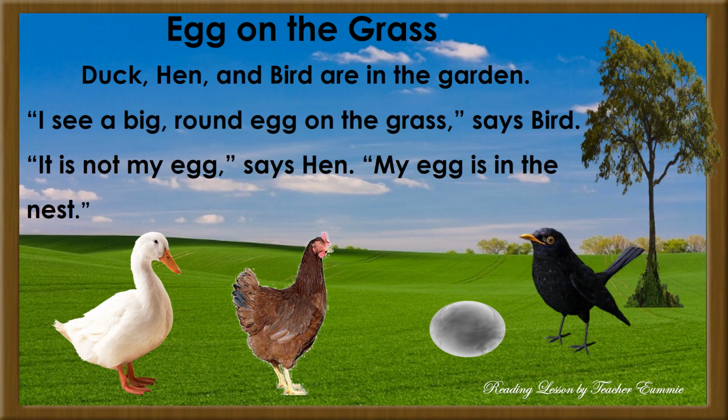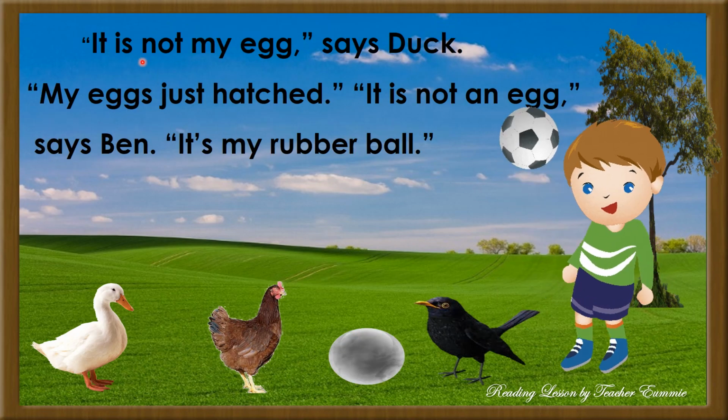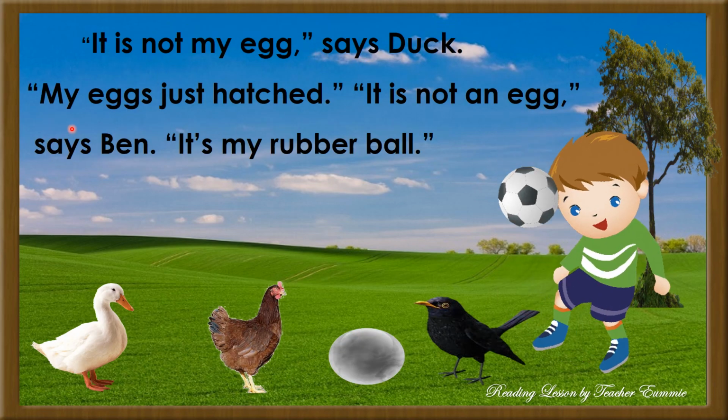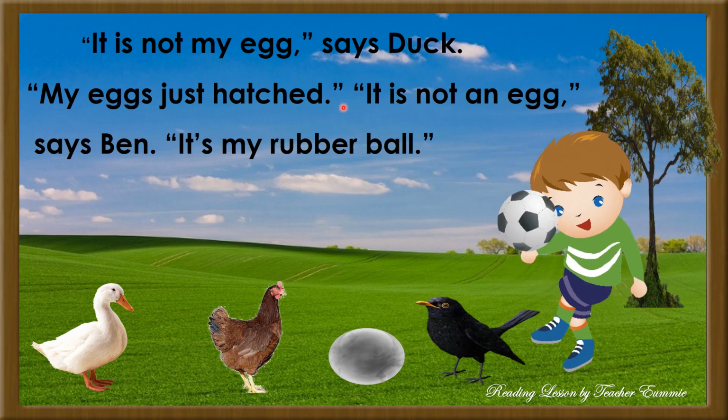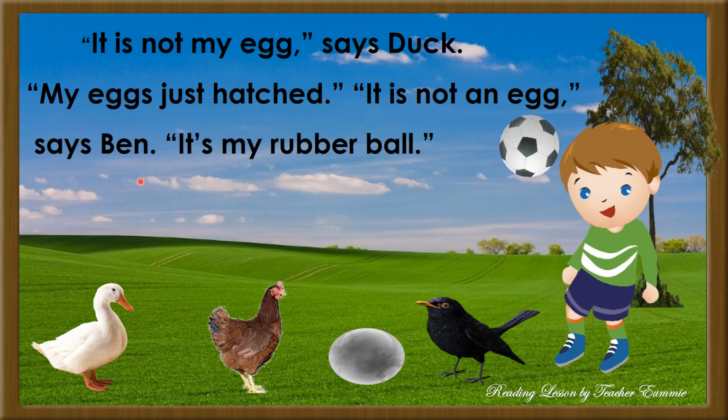Okay, let's read it again. Okay, together. Egg on the grass. Duck, hen, and bird are in the garden. I see a big round egg on the grass, says bird. It is not my egg, says hen. My egg is in the nest. It is not my egg, says duck. My eggs just hatched. It is not an egg, says Ben. It is my rubber ball.